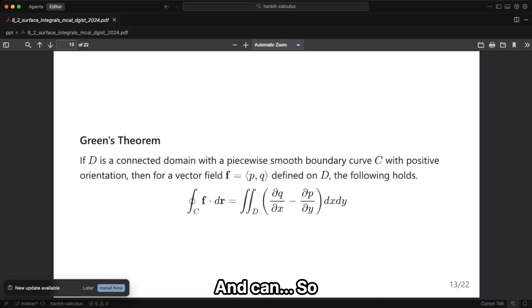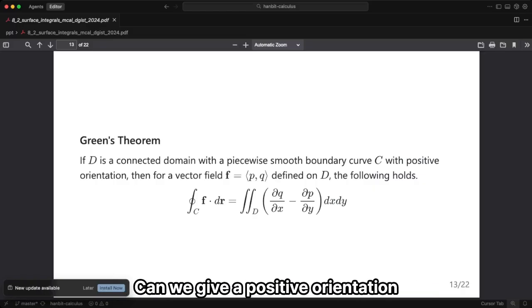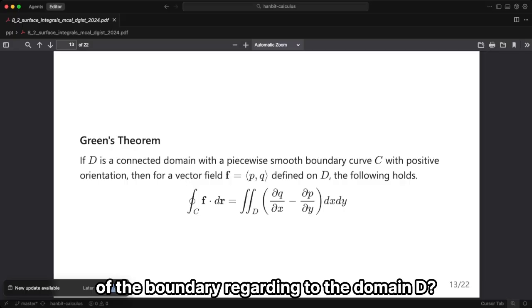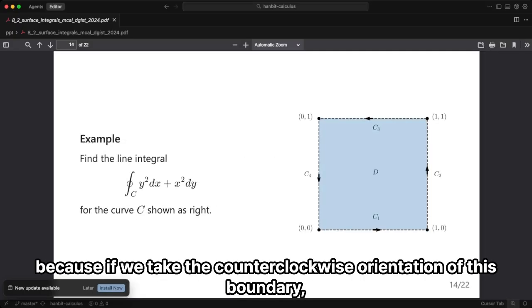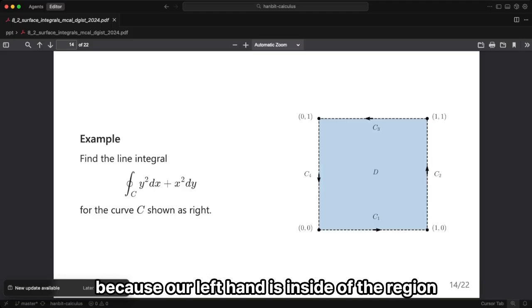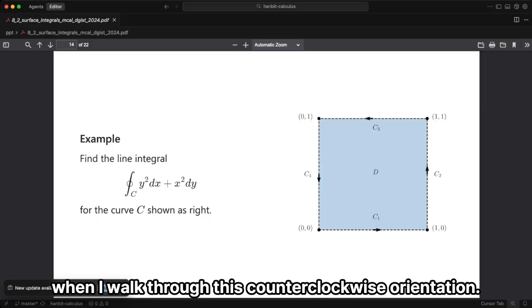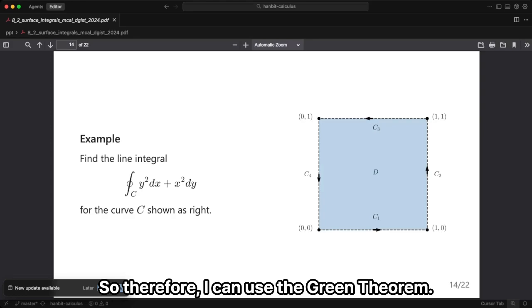And so the last condition is quite a little bit tricky, but let's say in this way. Can we give a positive orientation of the boundary regarding the domain D? Yes, we can give positive orientation because if we take the counterclockwise orientation of this boundary, then this orientation is positive to D, because our left hand is inside of the region when I walk through this counterclockwise orientation. That's the definition of positive orientation. So therefore, I can use Green's theorem.